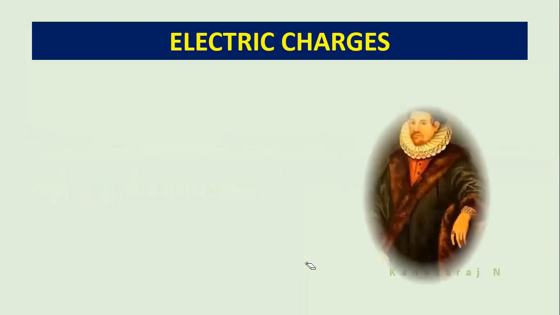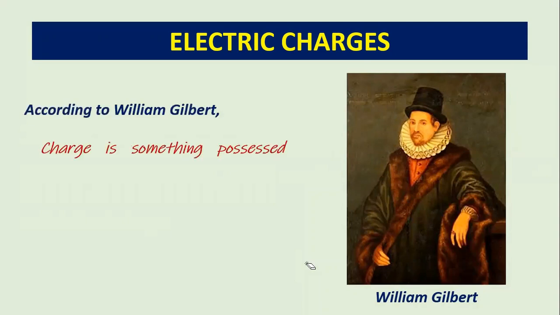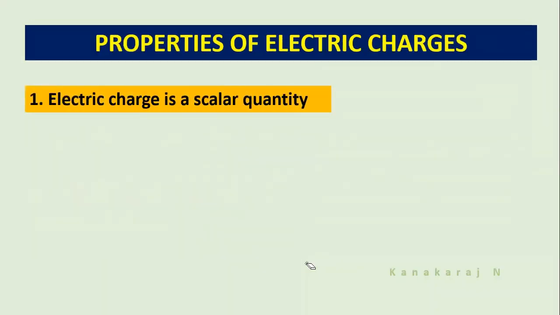So let us learn about William Gilbert. What did he say about electric charge? According to William Gilbert, charge is something possessed by a material object that makes it possible for it to exert electrical force and respond to the electrical force. So let us go one by one.